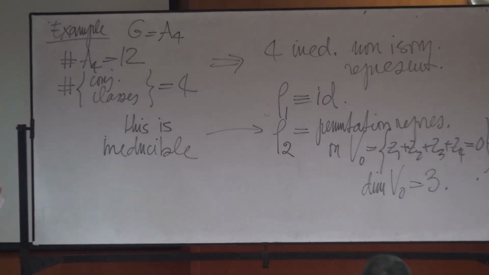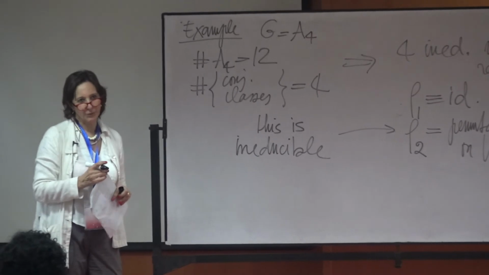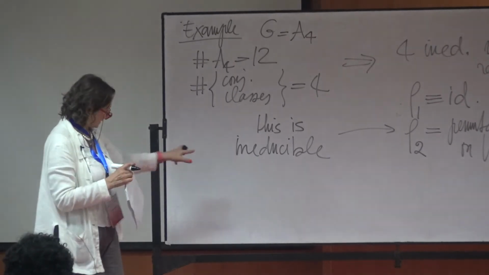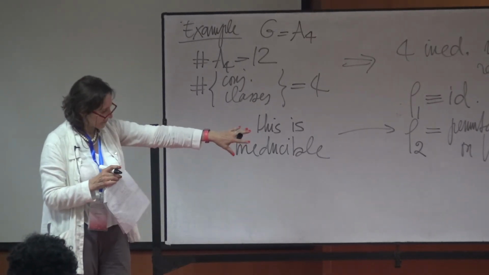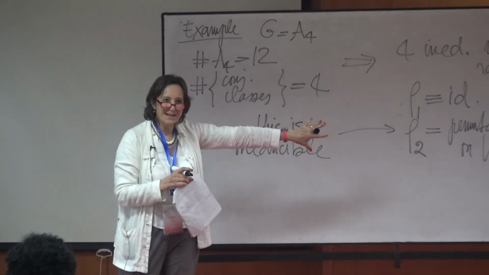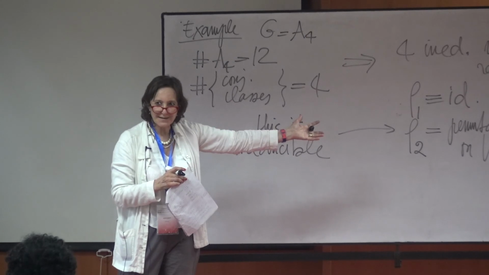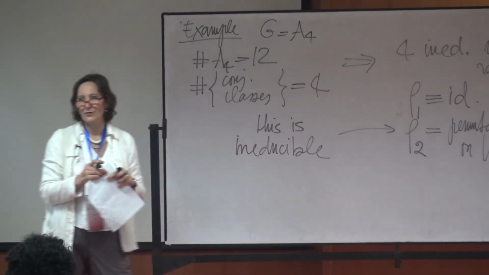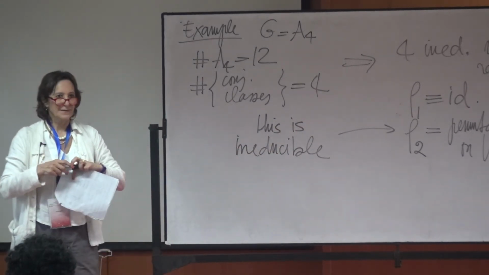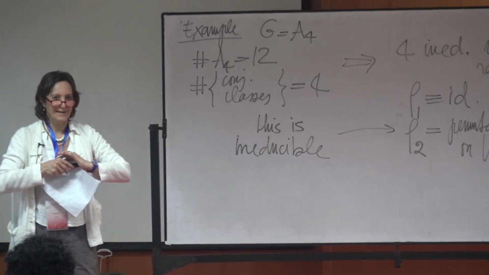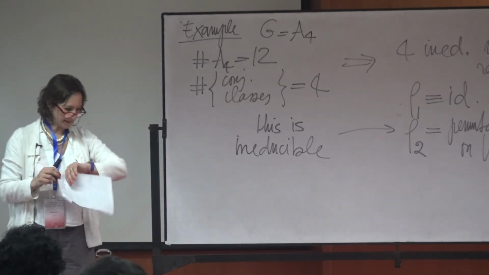But then we need 2 more. And to construct 2 more, we need some more work. And we do it tomorrow. But already to check that this is irreducible, maybe try to think how to compute the characters. And then, of course, we do it together tomorrow. Okay?